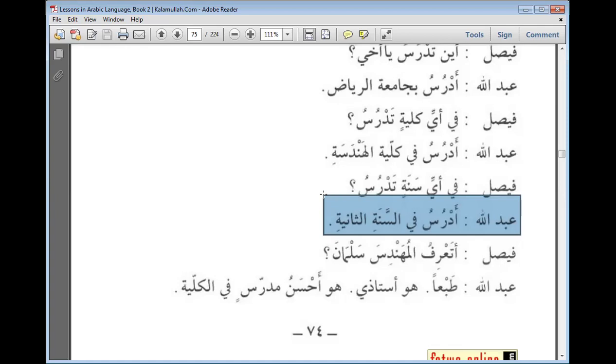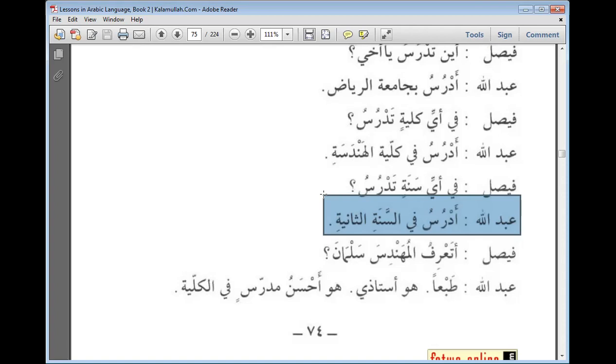So just remember, so far we met ya for third person masculine singular. Now we are meeting ta for second person masculine singular, so we have tadrusu, ta added at the beginning. And we also have the hamza for adrusu. This is first person singular. When you're talking about first person, it doesn't matter whether the person speaking is masculine or feminine; you use the same form. So let's look at it again, and keep that in mind as we read on in the passage.